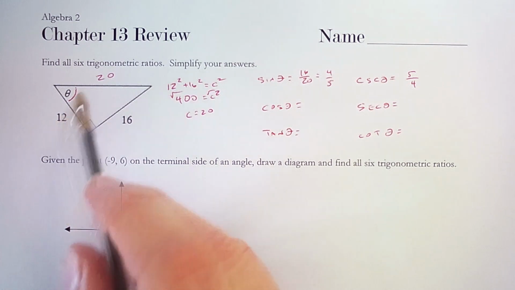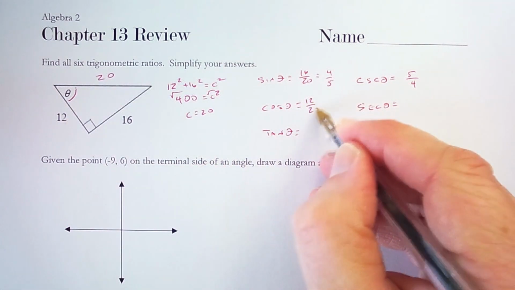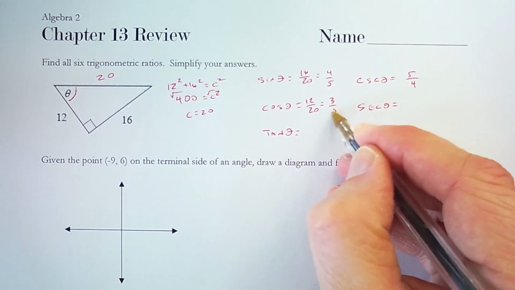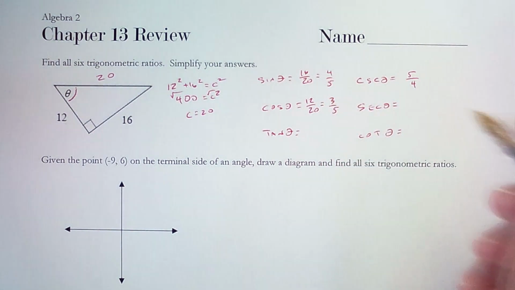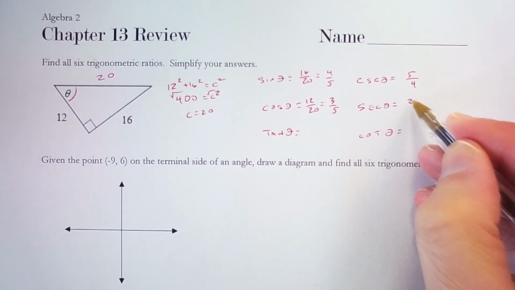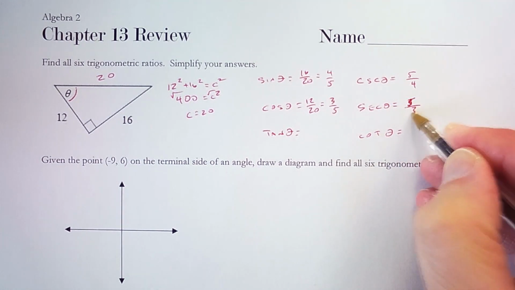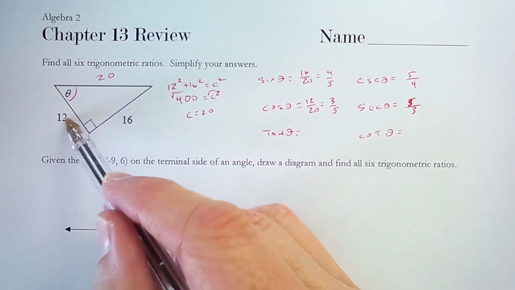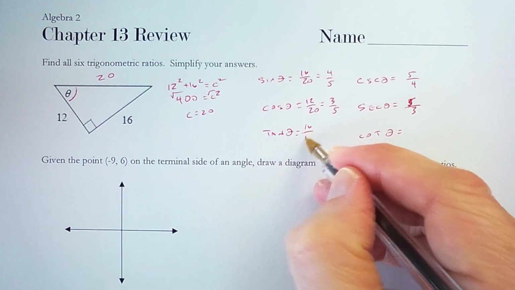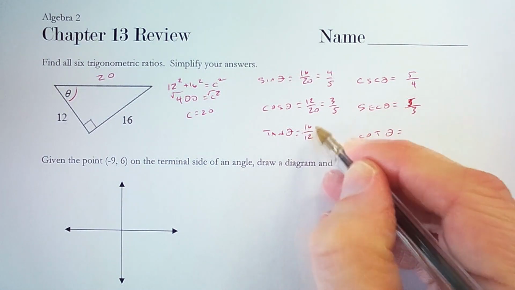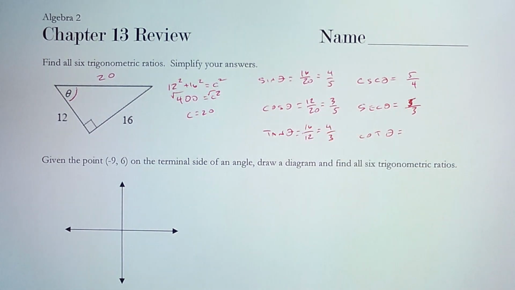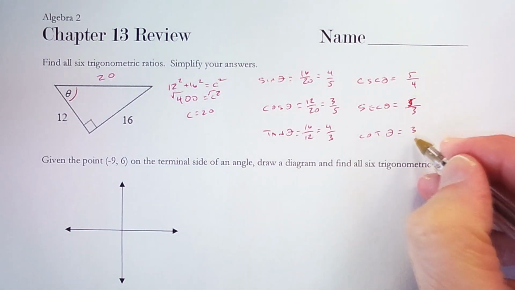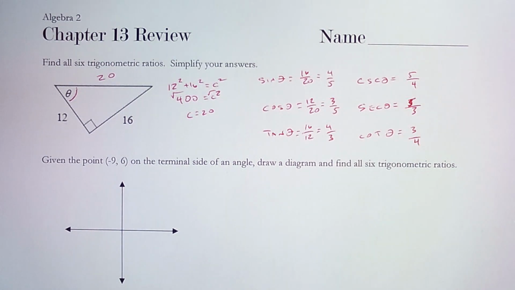Cosine is adjacent over hypotenuse. That's 12 over 20, and 4 goes into 12 and 20 3 times and 5 times, which means secant, the reciprocal of cosine, is 5 over 3. And then tangent is opposite over adjacent. That is 16 over 12, and 4 goes into 16 and 12 4 times and 3 times, which means cotangent, the reciprocal of tangent, is 3 over 4.